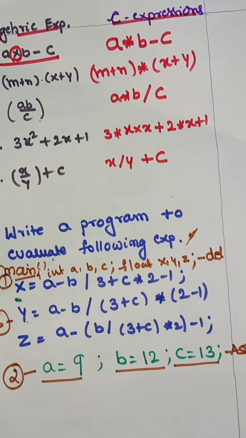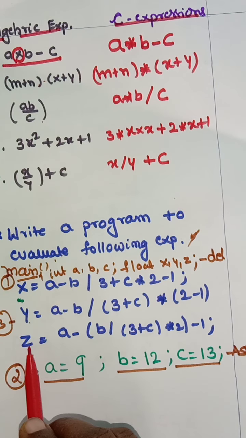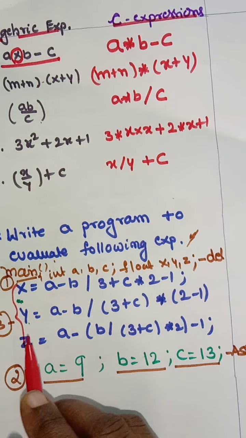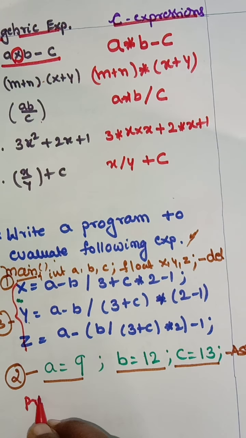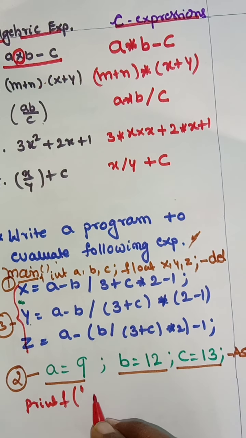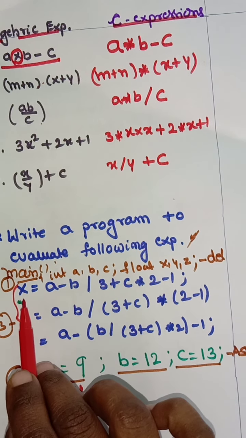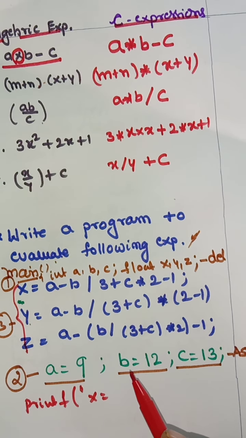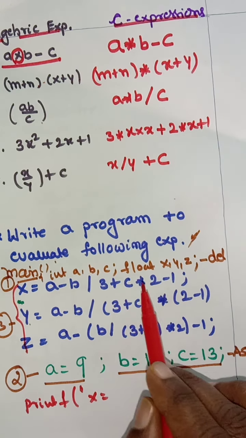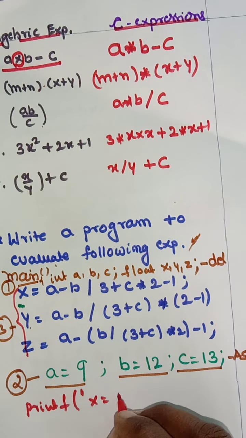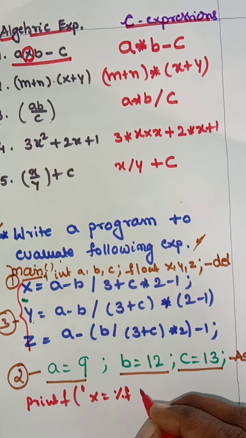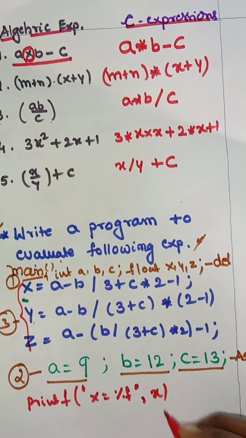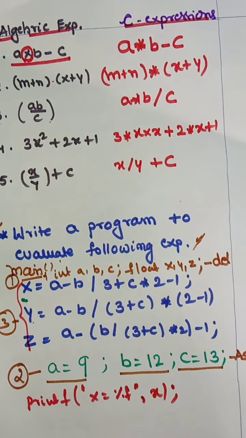Nothing. We are going to print x, y and z. We have only been told to calculate these x, y, z values. So you can write here printf x is equal to, what is the x value? Is it integer or is it float value? It is float, because you declared it as a float value. So how to write the float? Percentage f comma x. Okay, put the semicolon.